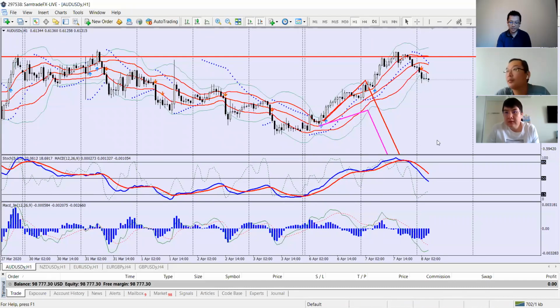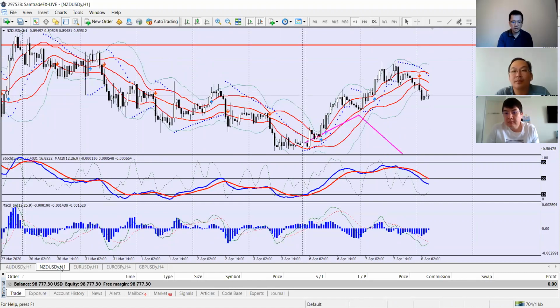Do I think it's going to go all the way down or not? I don't think so. We'll look at it later on.